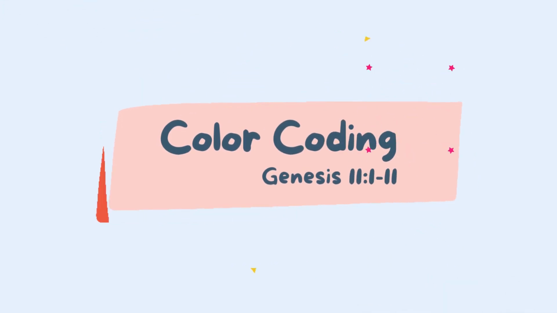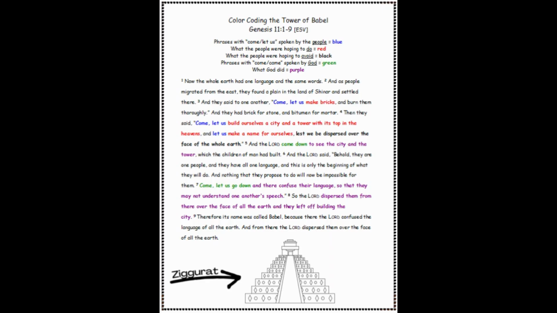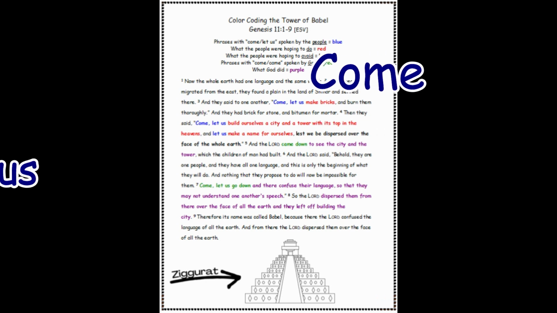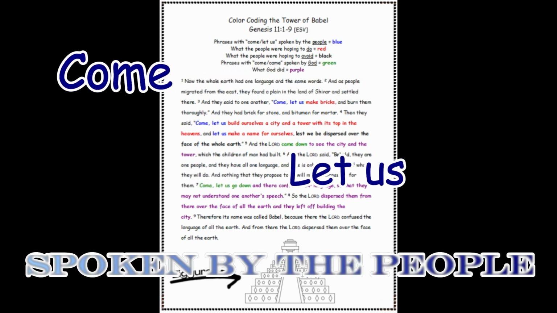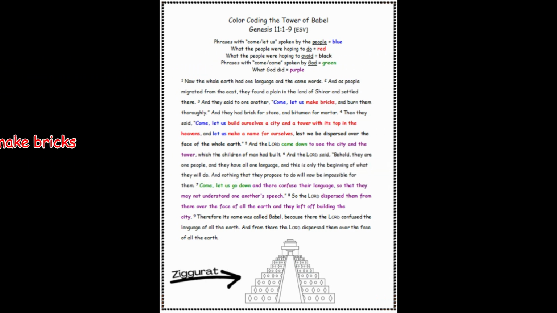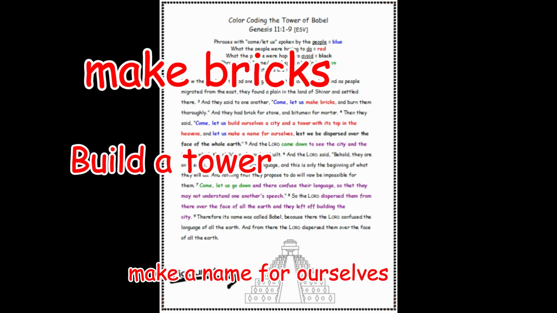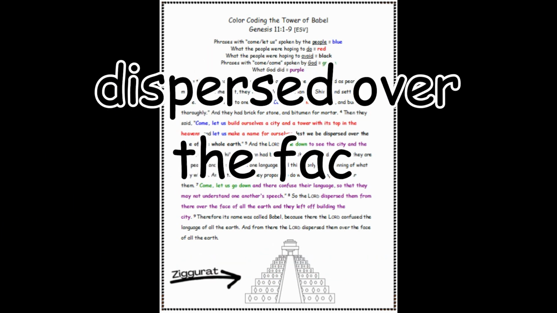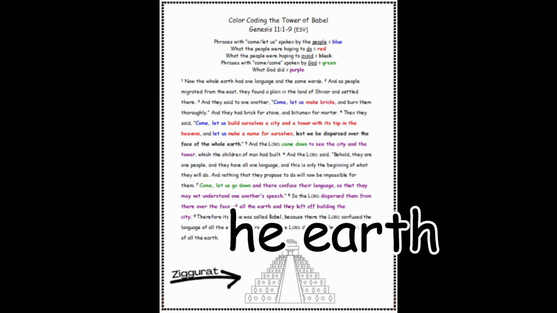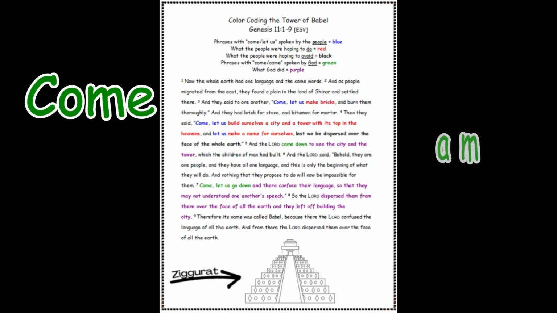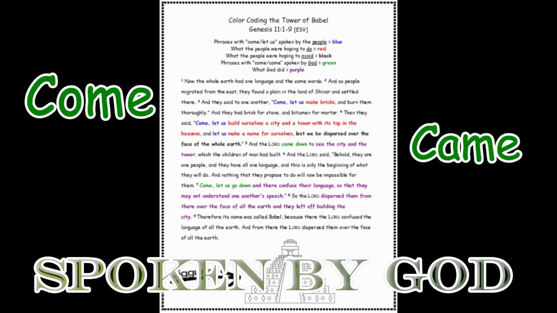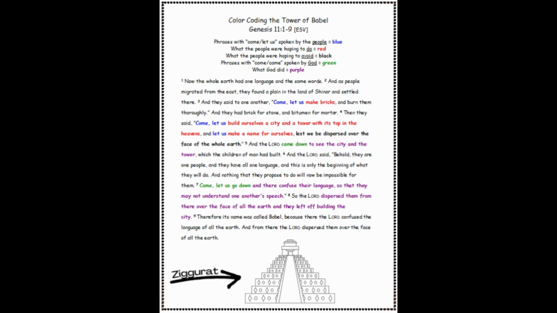Students color code Genesis 11 based on 5 criteria. Phrases with come or let us, spoken by the people, are underlined in blue. What the people were hoping to do in red, and what the people were hoping to avoid in black. Phrases with come or came, spoken by God, are underlined in green, and what God did in purple.